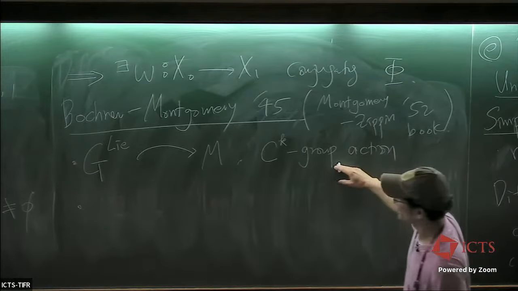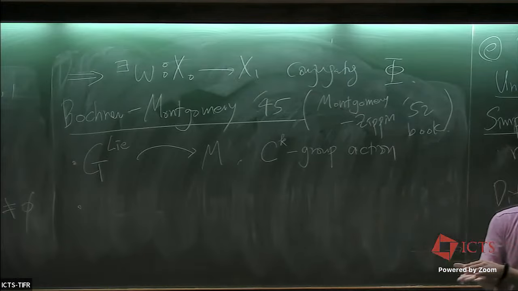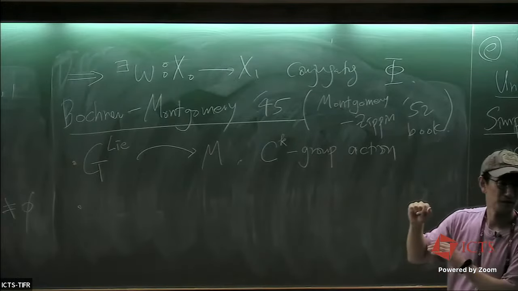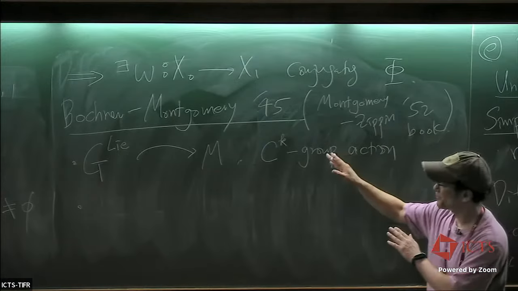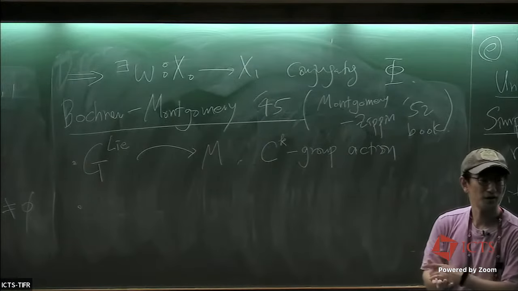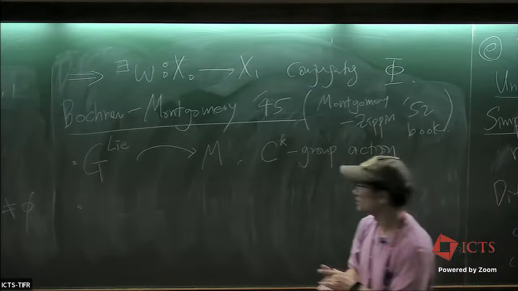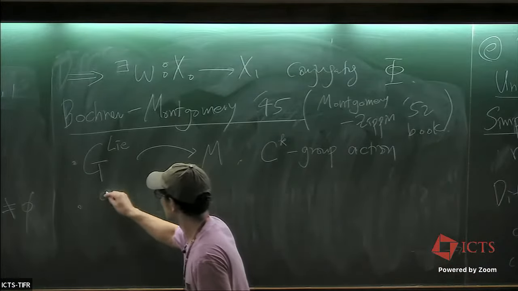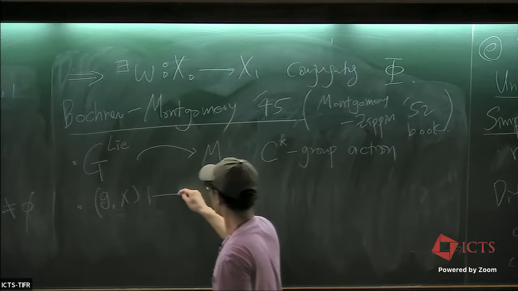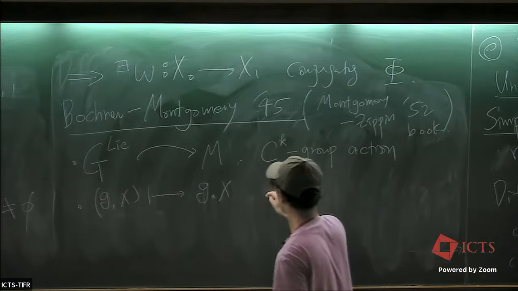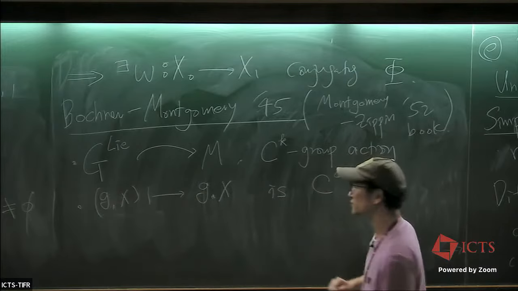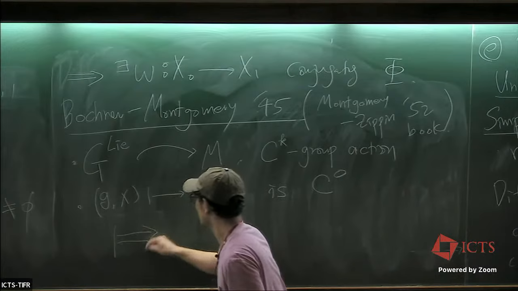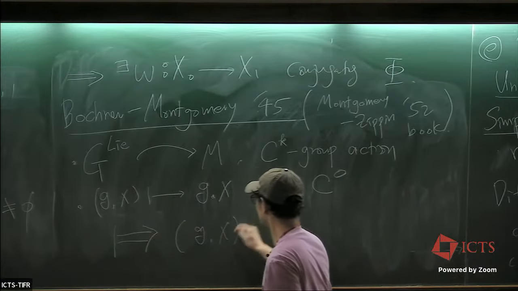It means that for each group element, the action is a C^k diffeomorphism. But the action may not depend smoothly on g. It only depends continuously on g. So the map (g, x) to g·x is only C^0. Then the conclusion is that g·x is C^k.